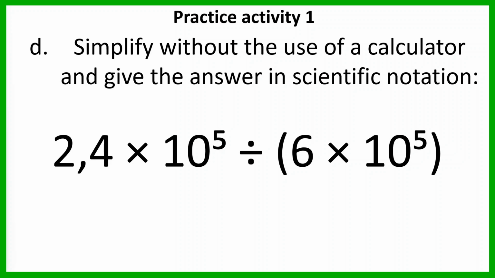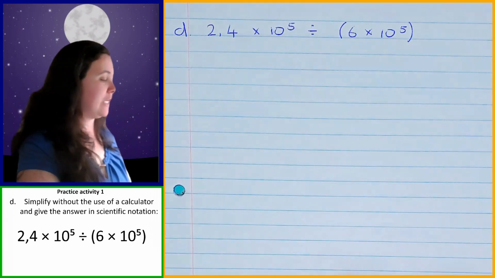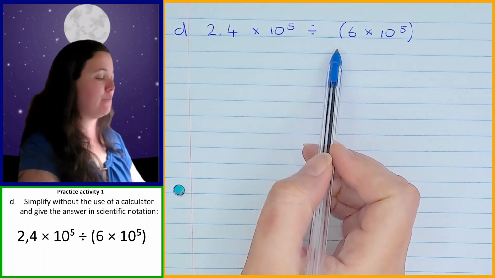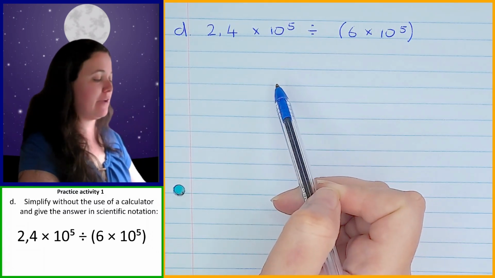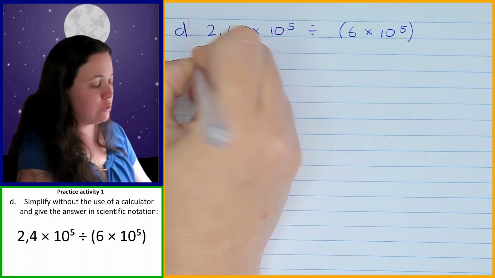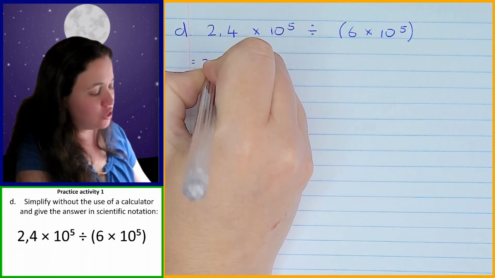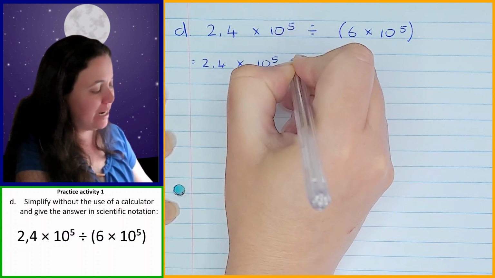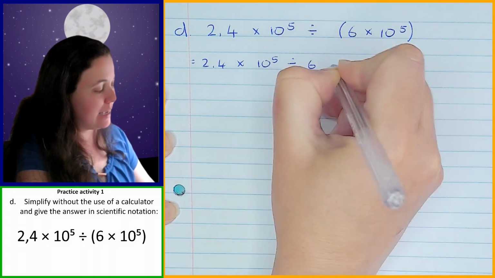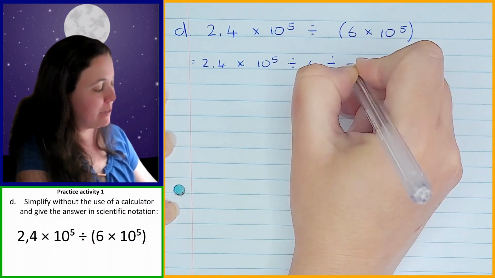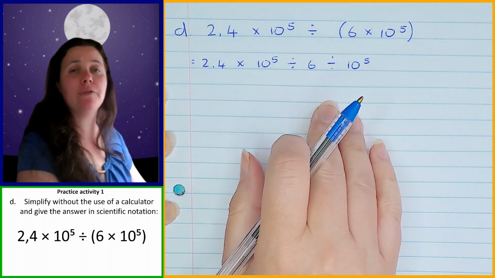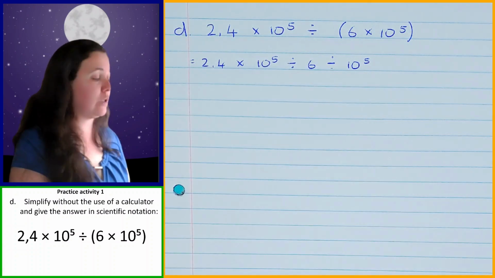Okay, so let's go through that question and see what you should have got. So here I've got my question, 2.4 times 10 to the power of 5 divided by, in brackets, 6 times 10 to the power of 5. Remember the first thing we're going to do is rewrite this as 2.4 times 10 to the power of 5 and then divided by the 6 and also divided by the 10 to the power of 5.